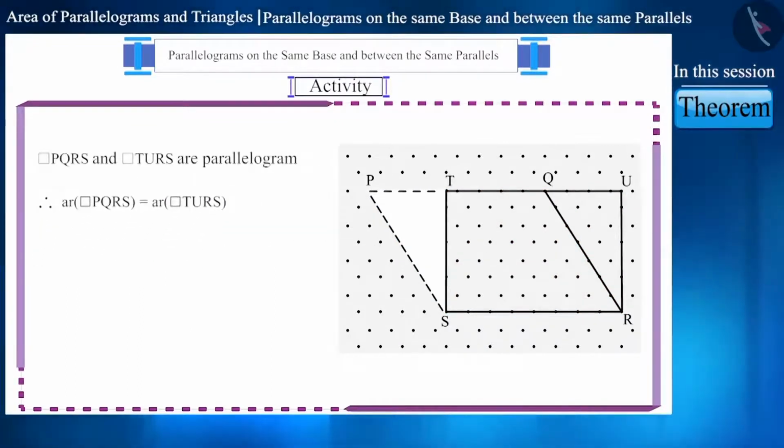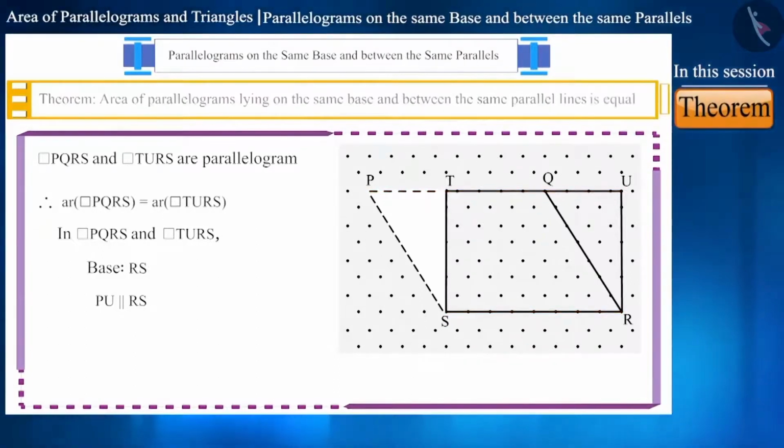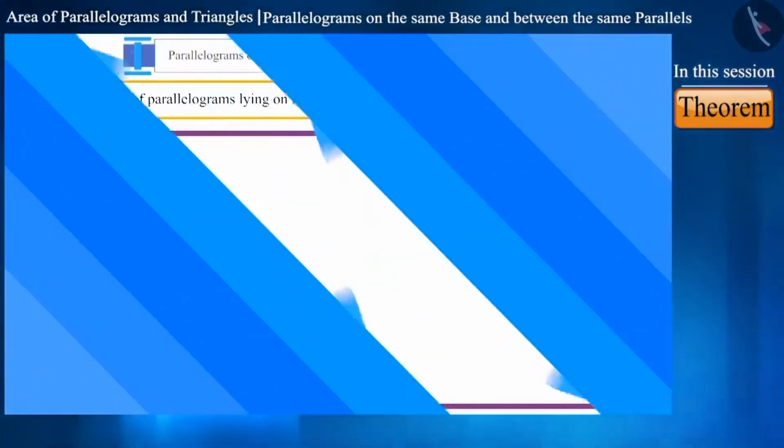Friends, here parallelograms PQRS and TURS are located on the same base RS and between the same parallel lines PU and RS. And their area is also same. This is a theorem that states area of parallelograms lying on the same base and between the same parallel lines is equal. Let us see the mathematical proof for this.